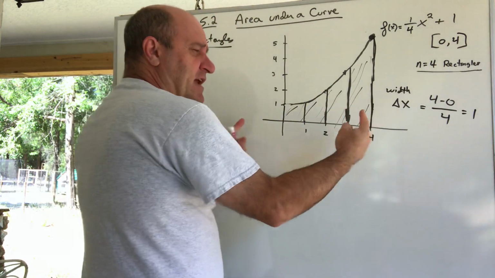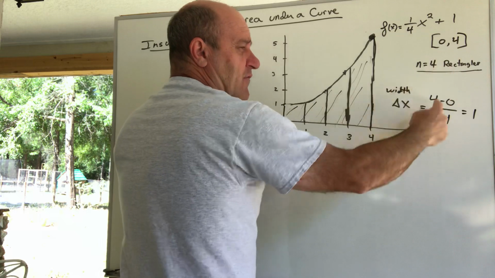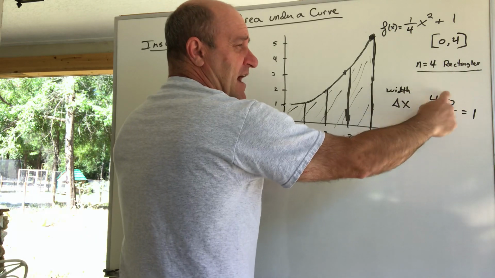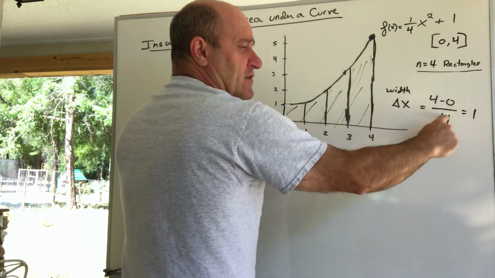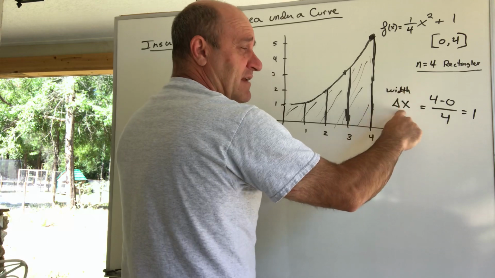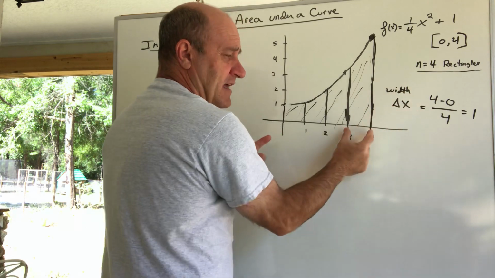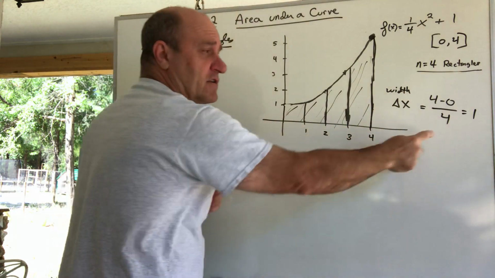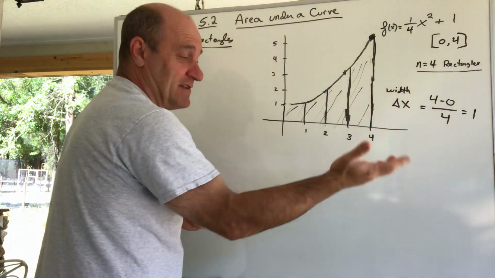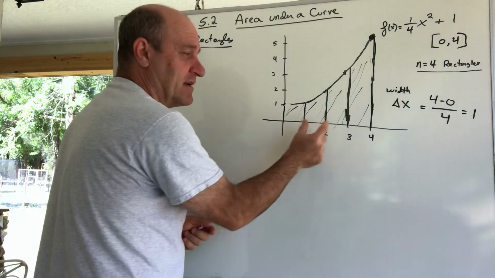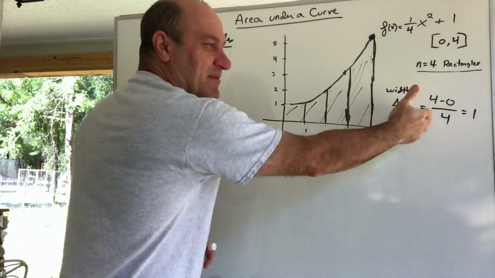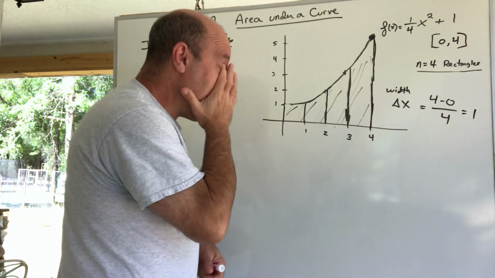So what you do is you take that whole width from 0 to 4, 4 minus 0, and you divide by 4 rectangles, so you get the width of each rectangle. We call that delta x. The width of each rectangle is 1. If you're going to divide this into 4 rectangles, the width of each rectangle is 1. That's kind of obvious, but there's a little formula for you.